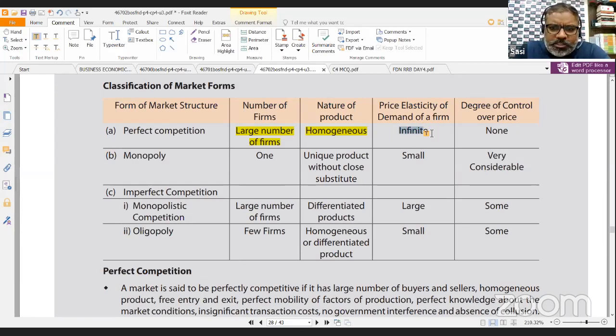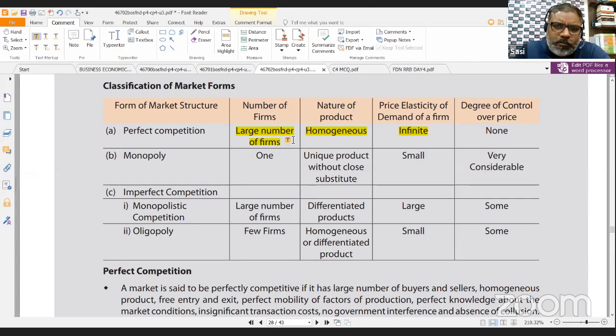And price elasticity will be infinite. Why? Because if there is a small change in price also, people will shift to another supplier. They will not buy from the same person if it is available at a cheaper price at another place. So that is why price elasticity will be infinite in case of perfect competition.